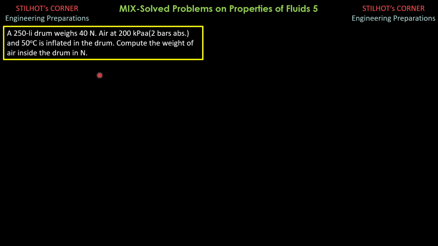To determine the weight of air inside the drum, we have to determine its specific weight, which is equal to pressure times g over RT from the perfect gas law. The volume of air is equal to the volume of the drum, which is 250 liters or 0.25 cubic meters. So weight equals specific weight of air times volume.